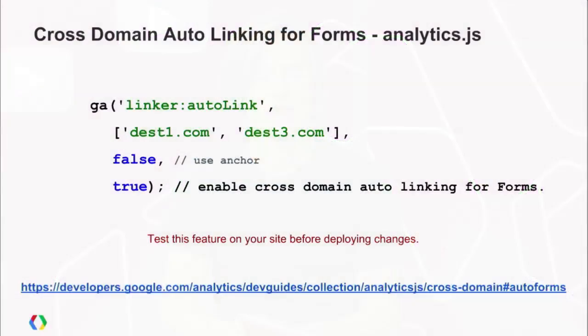Perfect. Cool. So the next update is cross-domain auto-linking for forms. For those of you who are already using it, we already offer an auto-linking plugin for Analytics.js that will automatically append the parameters you need to any links pointing to another domain so that you can track across those domains successfully. What we just added with this update was the ability to make this work for forms. So for both get and post forms, you add this true argument at the end here, and that will try to append those parameters to the end of the form action as well.